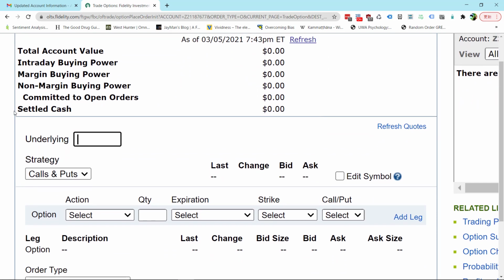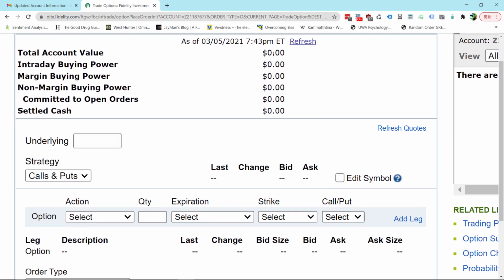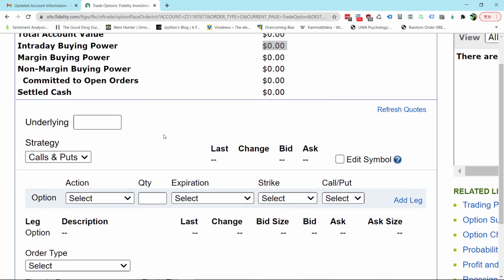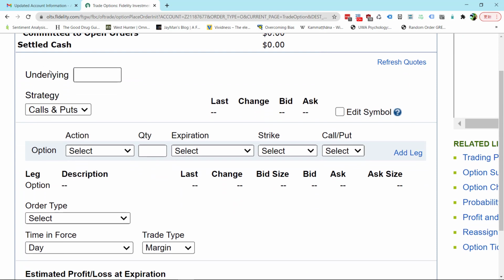So I haven't put money in this account yet. As you can see, everything's $0. But hopefully you have money in your account and you'll see how much you have in terms of buying power, so you know how many options you can buy or what types of options you can buy after you fill in this stuff below. Underlying is the first thing we need to fill in.